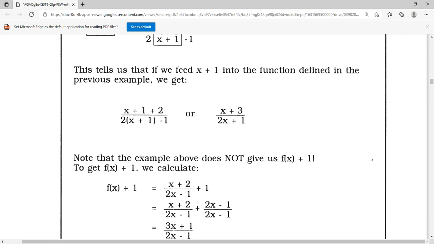So that would be x plus 3, and then this one we would distribute, so we get 2x, right? And then 2 times 1 is 2. 2 minus 1 would be 1.